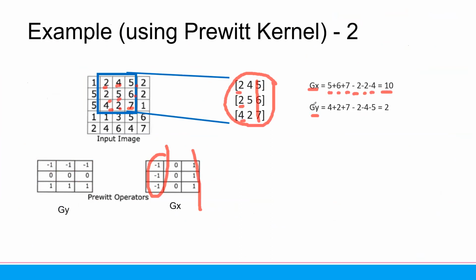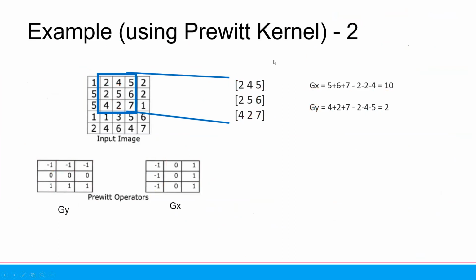When we calculate the GY, we use the Prewitt operator. This one: 1, 1, 1, minus 1, minus 1, minus 1. Then it is 4, 2, 7, or 2 plus 7, minus 2, 4, and 5. So we get the result, which is 2.